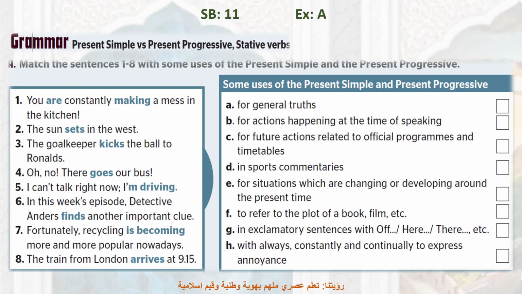Have you finished? Good. Let's check your answers. Yes. Letter A is 2, B 5, C 8, D 3, E 7, F 6, G 4, H 1.